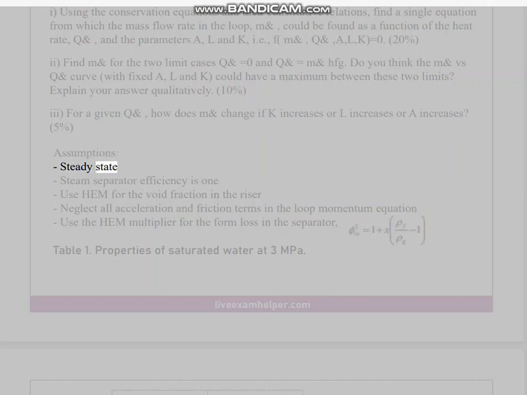Assumptions. Steady-state steam separator efficiency is 1. Use HEM for the void fraction in the riser. Neglect all acceleration and friction terms in the loop momentum equation. Use the HEM multiplier for the form loss in the separator.